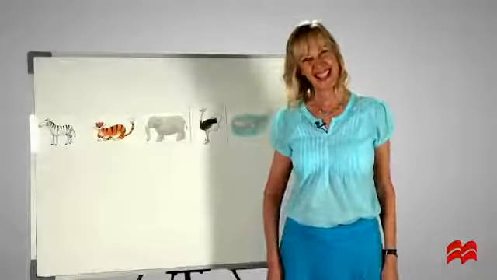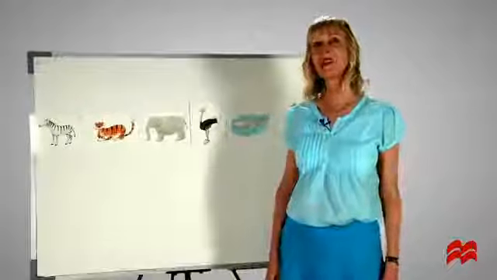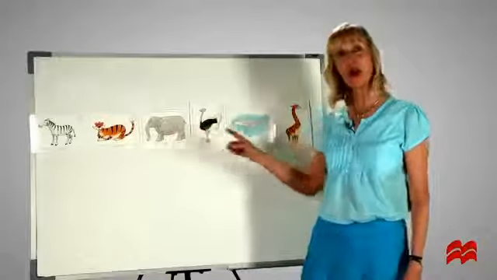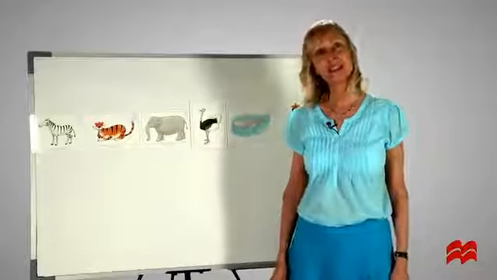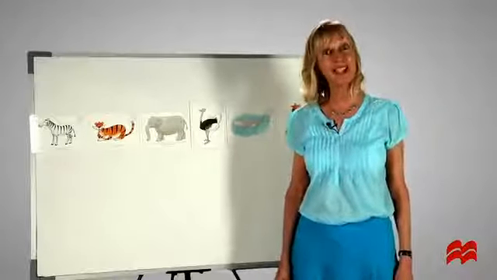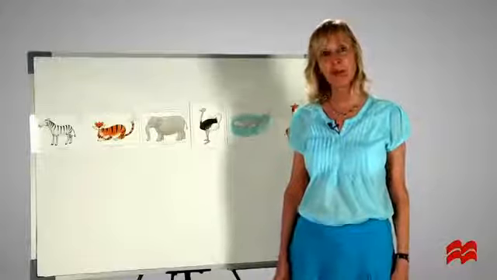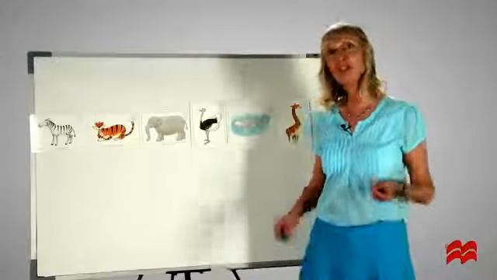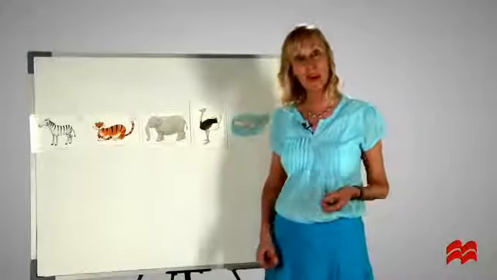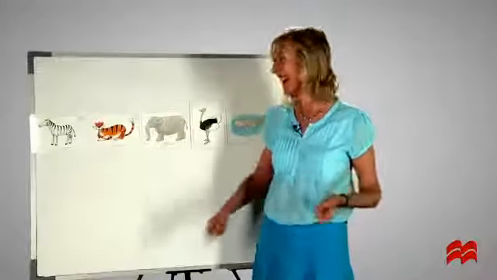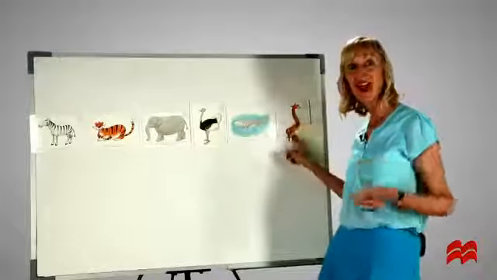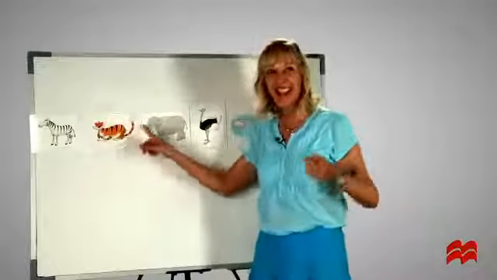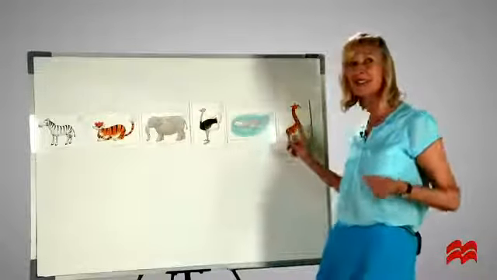Play Magic Eyes. Stick the flashcards that you're going to use in a row on the board. Six is a good number to use, as this is within the number that children can retain in their short-term memory. Get the children to repeat the words with you in a rhythmic way. So, zebra, tiger, elephant, ostrich, whale, giraffe.